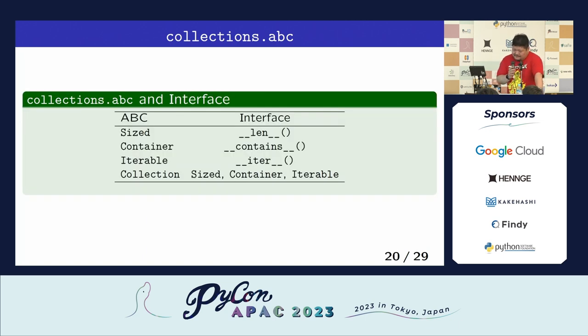And so, ABC Sized, the abstract base class Sized, is equal to a class with a __len__ method. Container abstract base class is equal to a class with a __contains__ method. Iterable has an __iter__ method. And the Collection abstract base class is equal to Sized, Container, and Iterable.